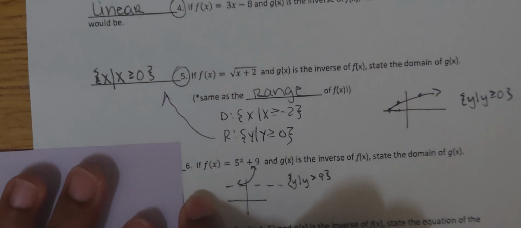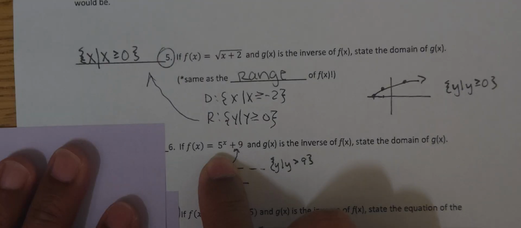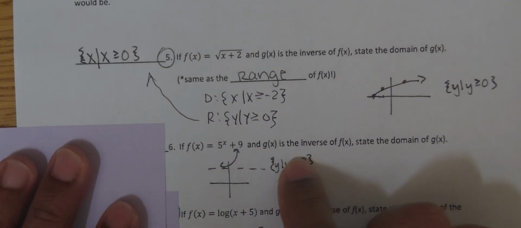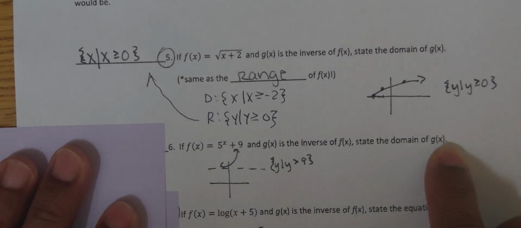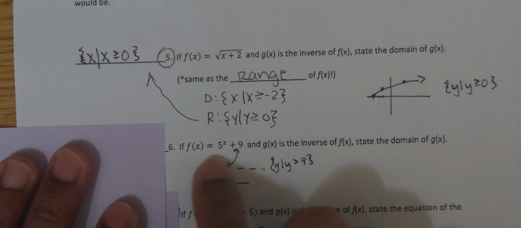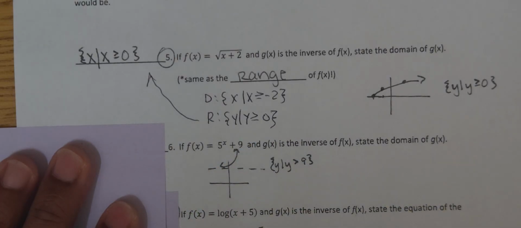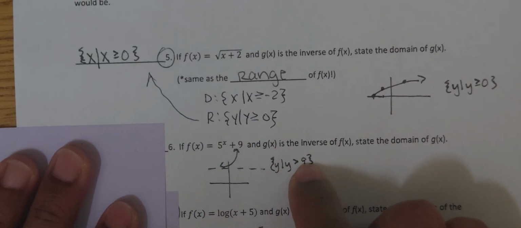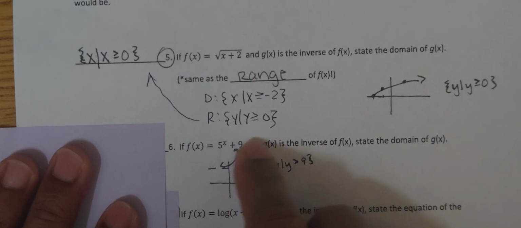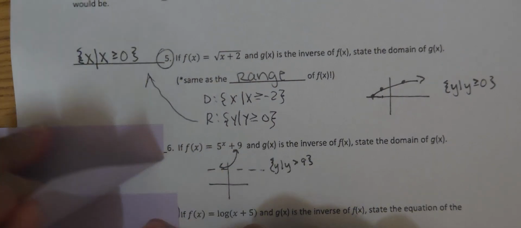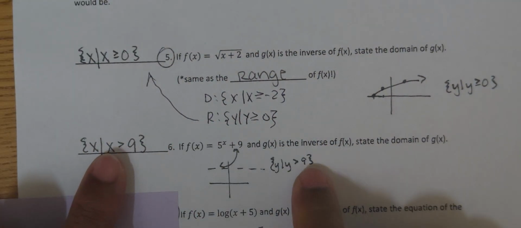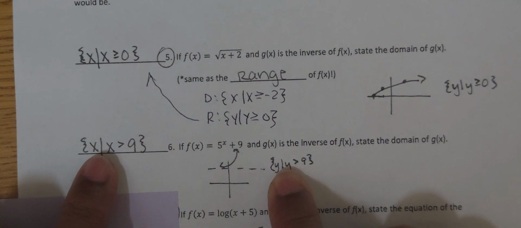If f of x is equal to 5 to the power of x plus 9 and g of x is the inverse of f of x, state the domain of g of x. Well, to start off, we know that the domain of exponentials is always all real numbers. This is going to keep going to the left and to the right. The range goes from 9 to infinity. Okay, so this is the range. The range of this function becomes the domain of the inverse. So then for the domain of this one, just switch the variable. Instead of y, you write x. Okay, because those are x values.